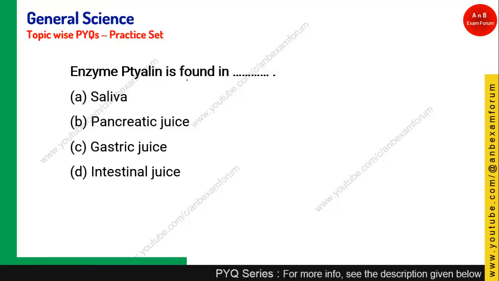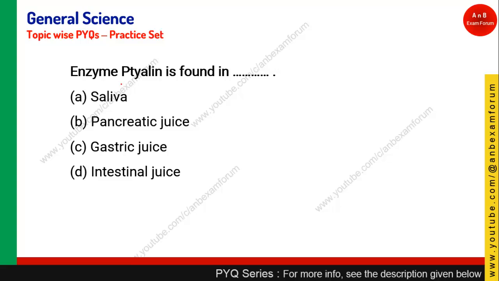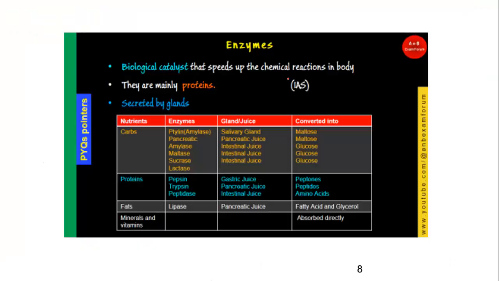Enzyme ptyalin is found in what? Just now I answered this question. It is saliva, and this ptyalin is also known as salivary amylase. Salivary amylase basically converts starch, that is carbohydrate, into maltose. Let's see the next question.